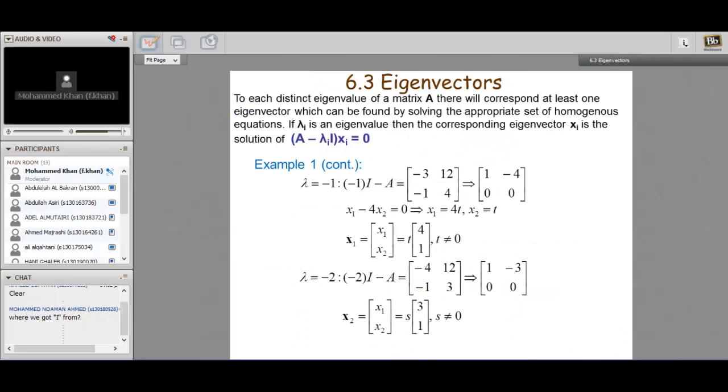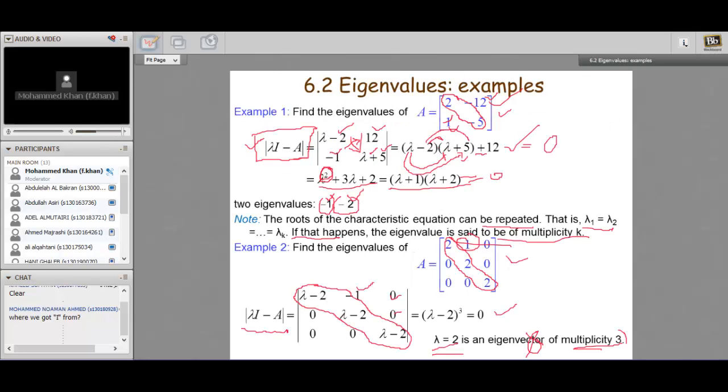Now next we will see this. To each distinct eigenvalue of a matrix A, there corresponds at least one eigenvector, which can be found by solving the appropriate set of homogeneous equations. If lambda i is an eigenvalue, then the corresponding eigenvector xi is the solution of the equation (A minus lambda i I) x equals 0. Till now in this example we discussed step number 1, to find the eigenvalue.